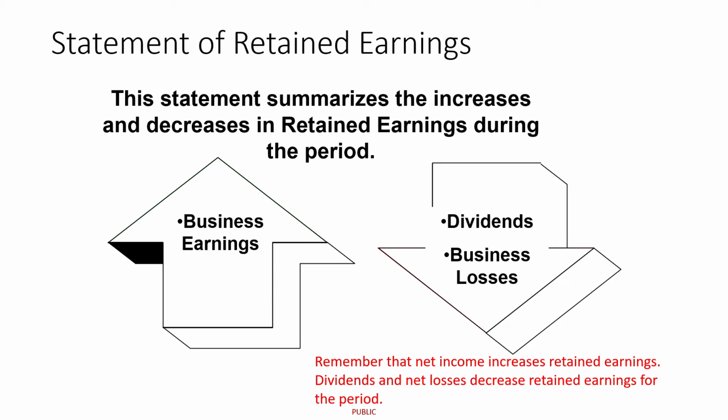So now the statement of retained earnings. This statement summarizes the increases and decreases in retained earnings during the period. We have business earnings that will increase, and the dividends and the business losses that will decrease. You have to remember that net income increases the retained earnings, and the dividends and net losses decrease the retained earnings for the period.